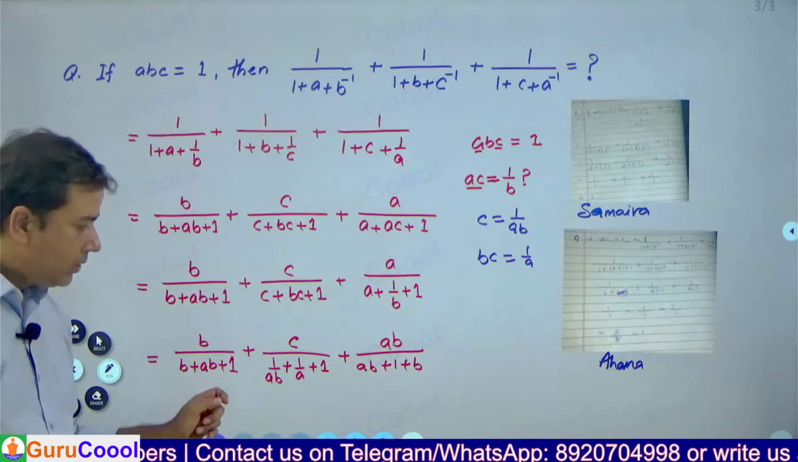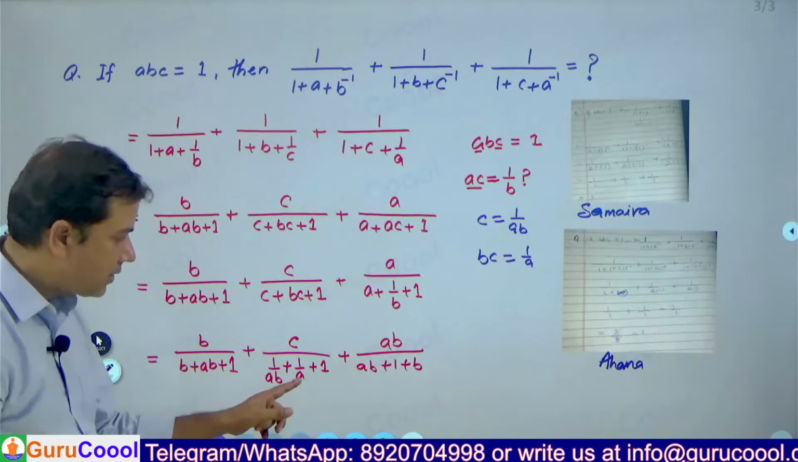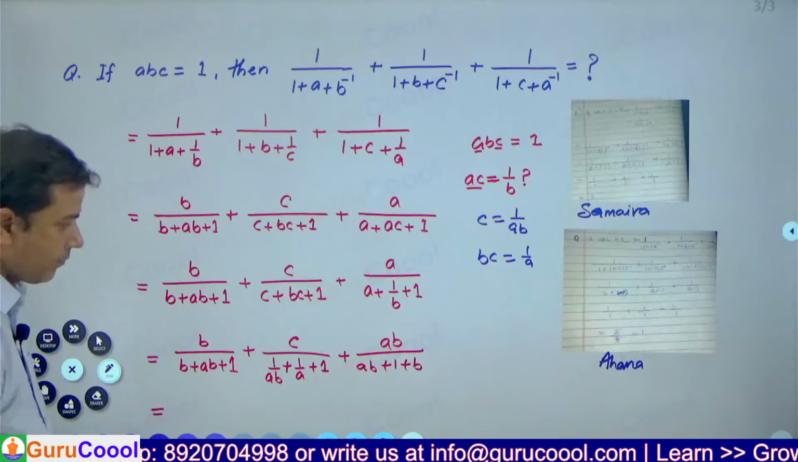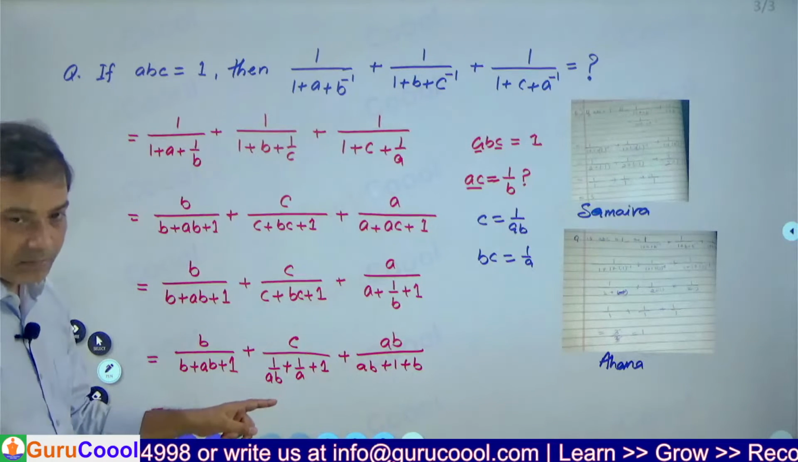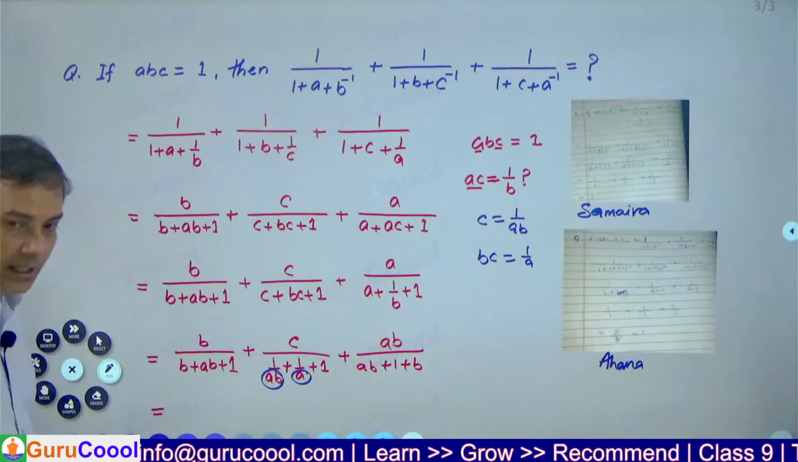And now in the second denominator, I'll take LCM. What is the LCM? AB, not just A. AB and A. What is the LCM? AB, right?